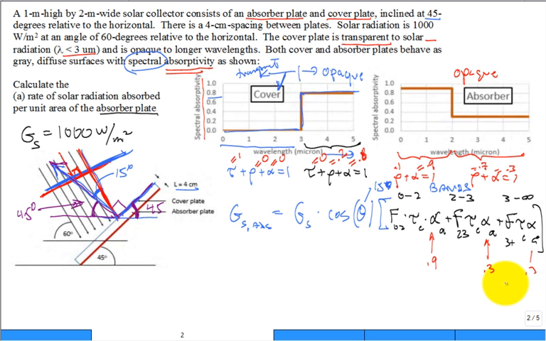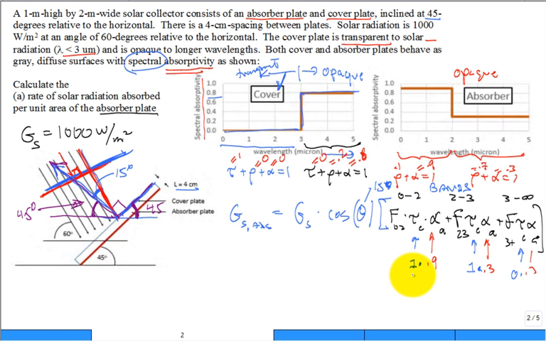We got that down. Let's now do the transmissivity of the cover in the 0 to 2 micron. 1. What's the transmissivity of the cover in the 2 to 3 micron? 1. And the transmissivity of the cover in the 3 and beyond? 0. So those are the easier ones to decipher.